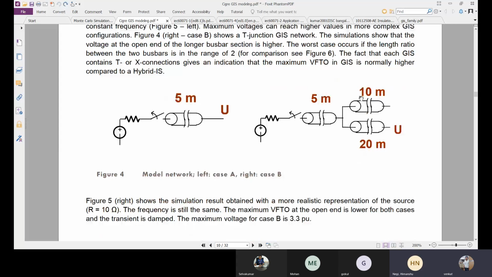I hope you have some basic idea about how to model the VFTO gas insulated substation, some basics about VFTO, right? The other thing which I want to tell you is how we are going to model each and every equipment for the GIS. Just a minute.